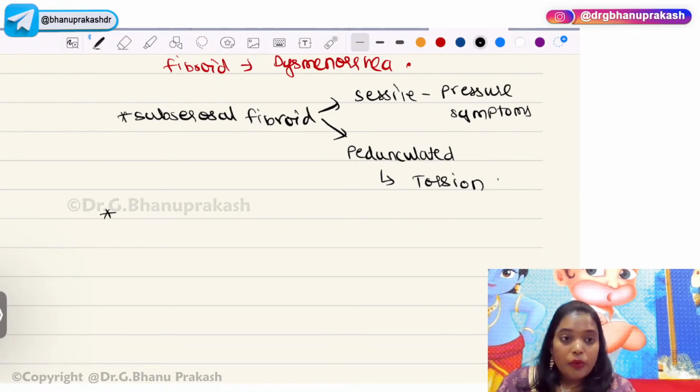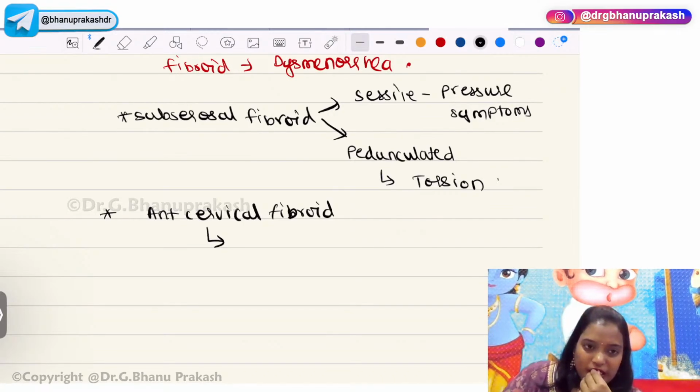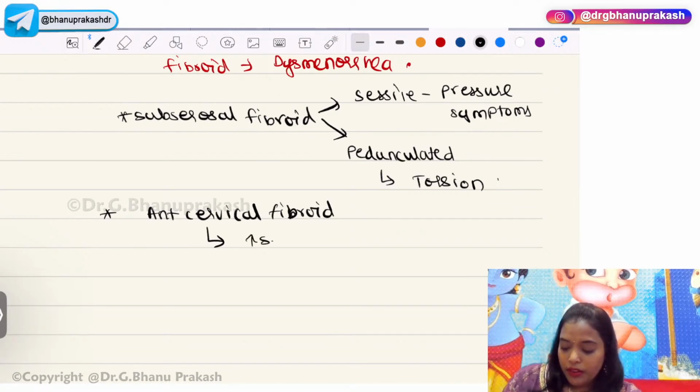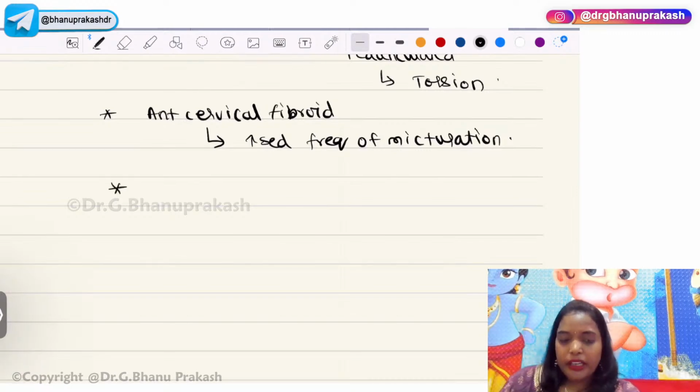Next, what will be the symptom of anterior cervical fibroid, guys? What is the symptom of anterior cervical fibroid? So anterior cervical fibroid will mainly lead to increased frequency of micturition. Anterior cervical fibroid will mainly lead to increased frequency of micturition.